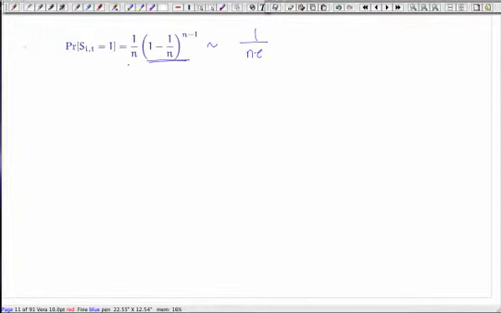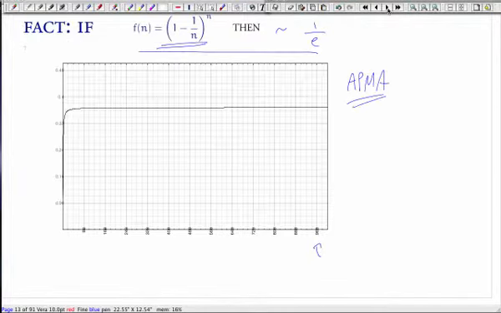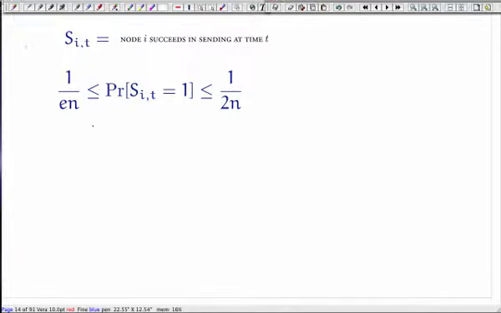So once you know that fact, then you can analyze this, because this is going to be roughly 1 over e, and then 1 over n is roughly that. Okay? And so in particular, what you want to say is that your probability of success is at least 1 over en. And in fact, you can show that it's actually not that high. 1 over 2n is an upper bound on the success probability. So you succeed somewhere between this.